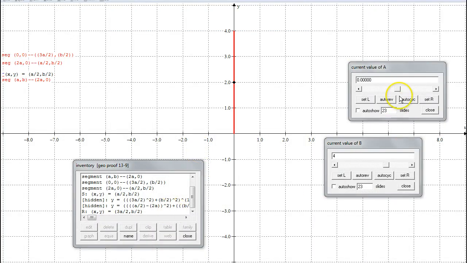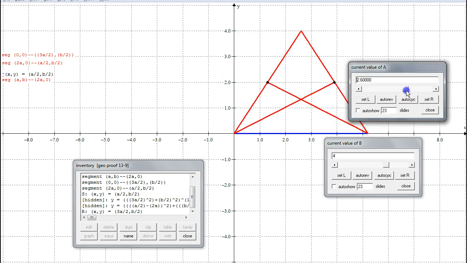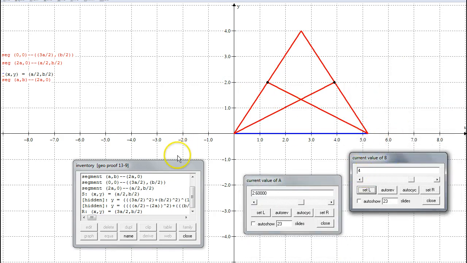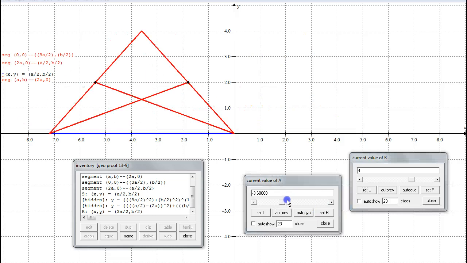And then all you have to do is change the value. Notice if A is 0, B is 4. Look at that point, that is the median. As I change A, that's what we get: the triangle, and you see the two medians. And as you can see, I could change the value of A and B.